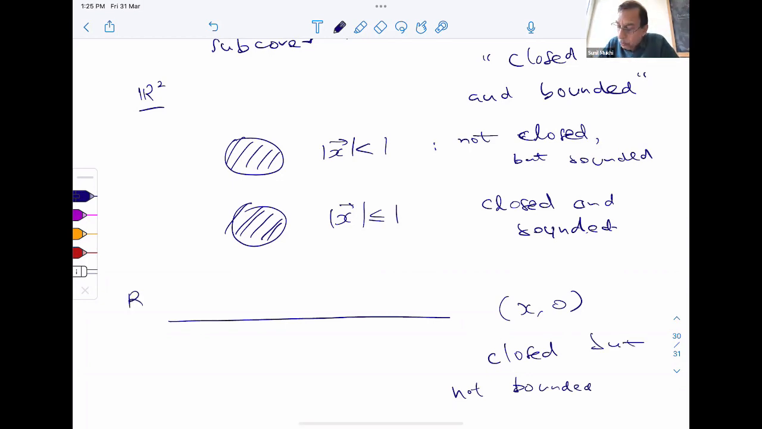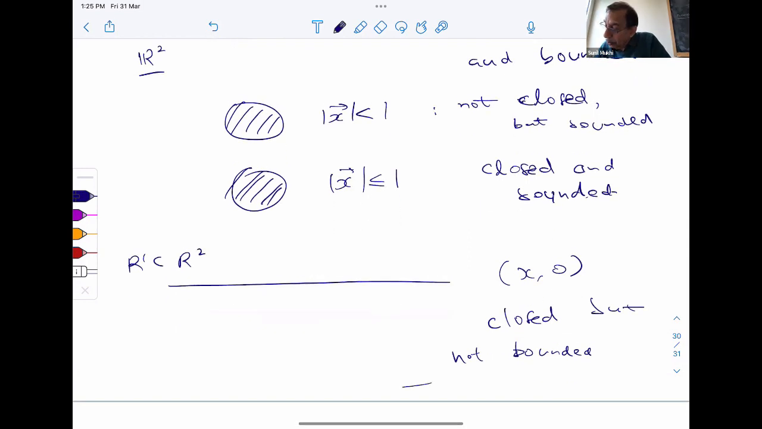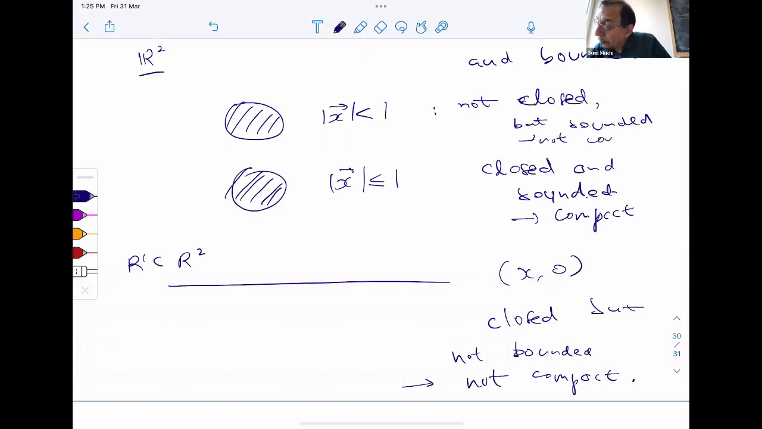This is R1 inside R2, and therefore this is also not compact. So you can see that between closed and bounded, if one fails, then it's not compact. Here, this is compact. And here, it is not compact. Okay, so I hope this gives you the idea.